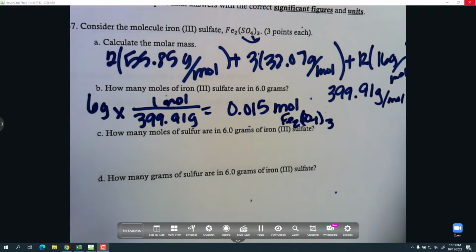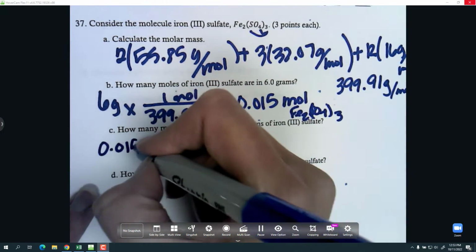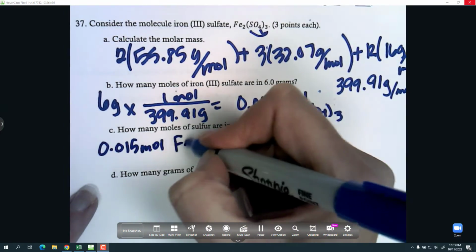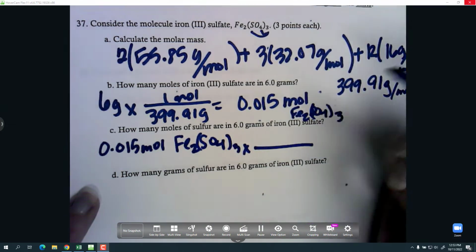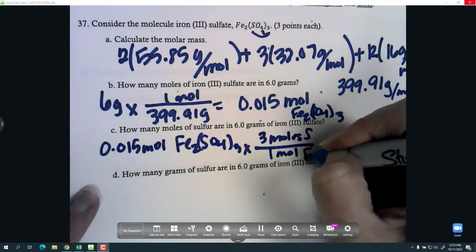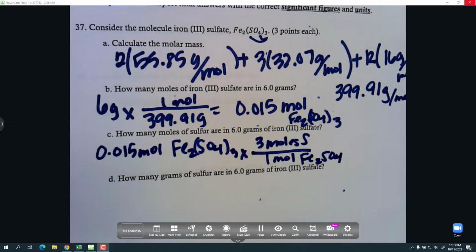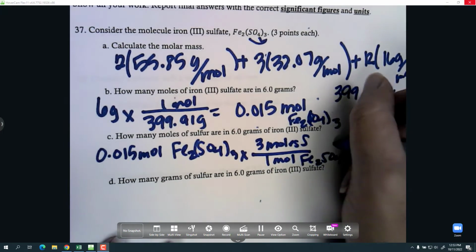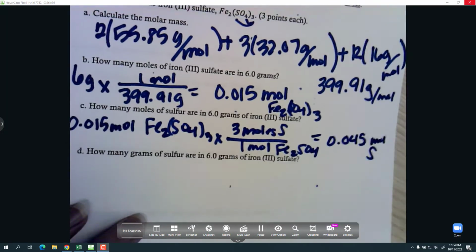How many moles of sulfur are in 6 grams of iron sulfate? So in 0.015 moles, sulfur. There are 3 moles of sulfur in 1 mole of the whole thing. So I just have to multiply by 3. And I have 0.045.